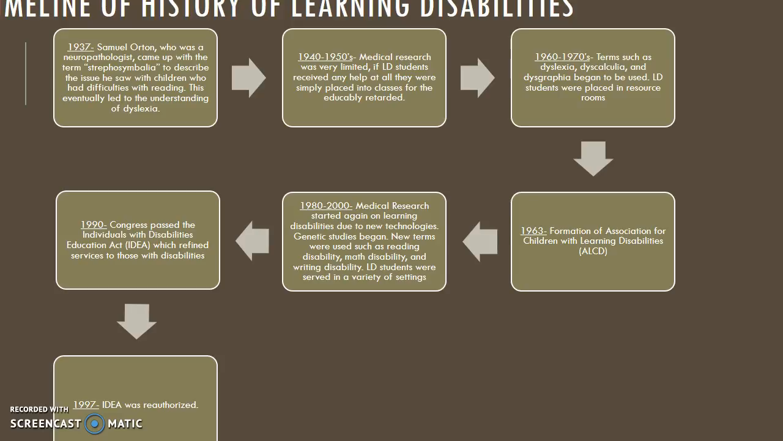This is a timeline of the history of learning disabilities. In 1937, Samuel Orton, who was a neuropathologist, came up with the term strephosymbolia to describe an issue he saw with children who had difficulties with reading. This eventually led to the understanding of dyslexia. During the 1940s and 50s, medical research was very limited. If LD students received any help at all, they were usually just placed into classes for the retarded.